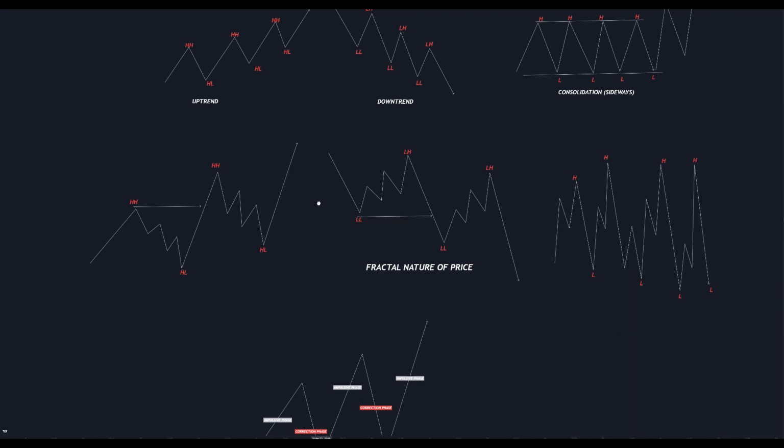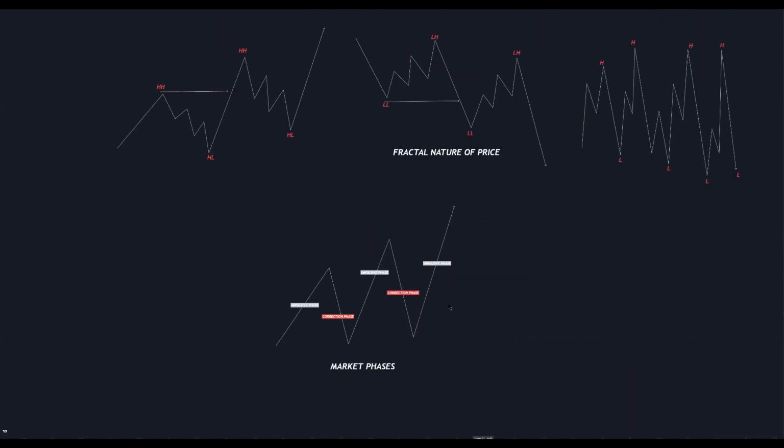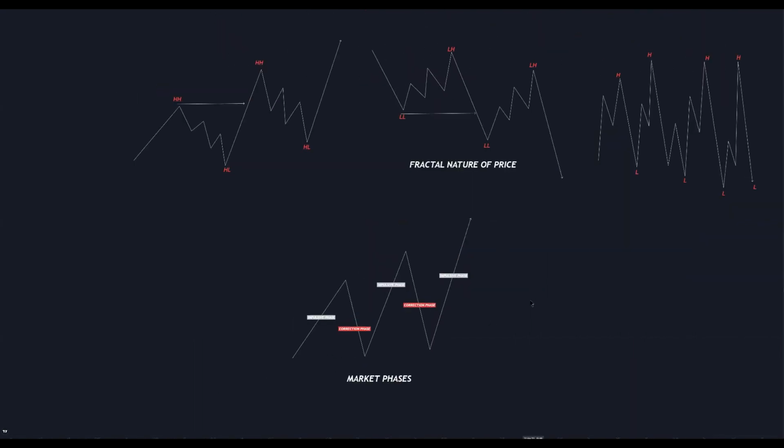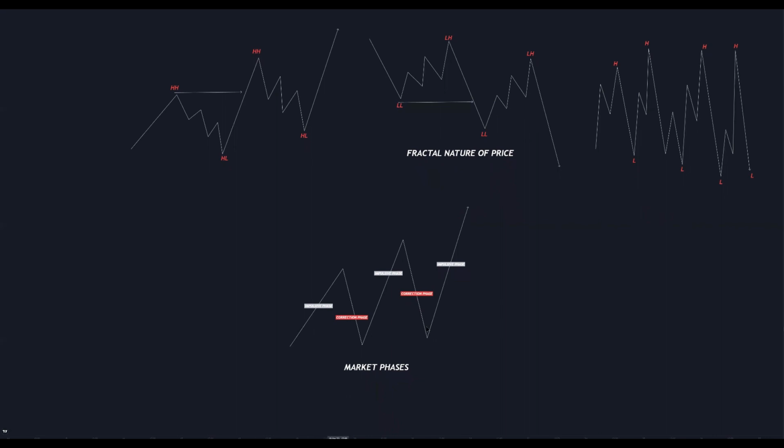So the next term I'll be explaining is the phases of the market. The market comprises of just two phases, which is the impulsive phase and the corrective phase. So these are the two phases. Now what do I mean by impulsive? Impulsive phase just means when price is going to the upside, for example, then it corrects. Again, you have an impulse. Correct.